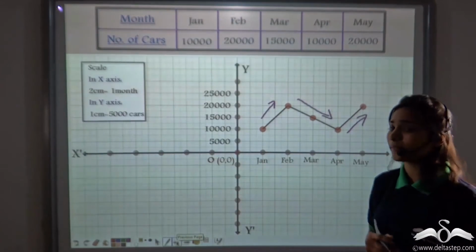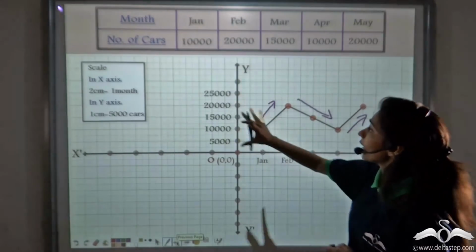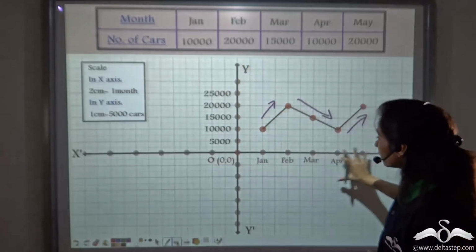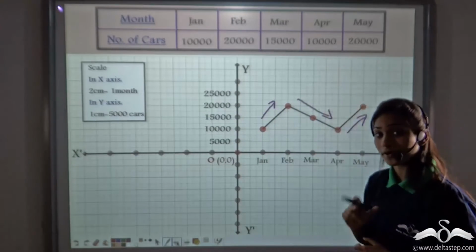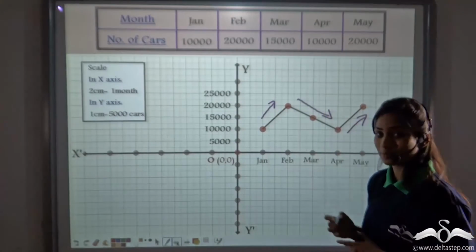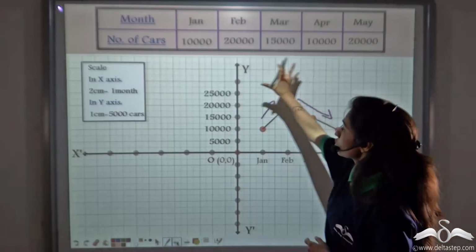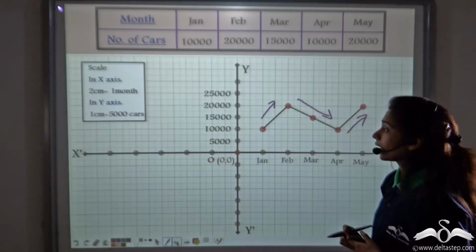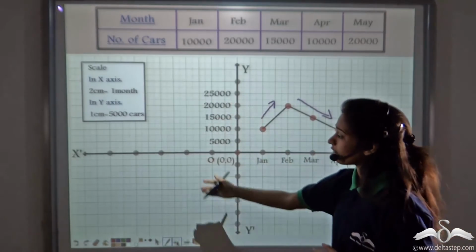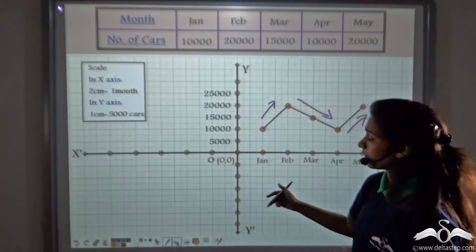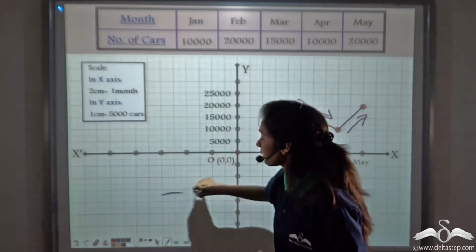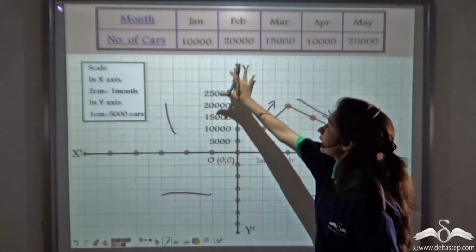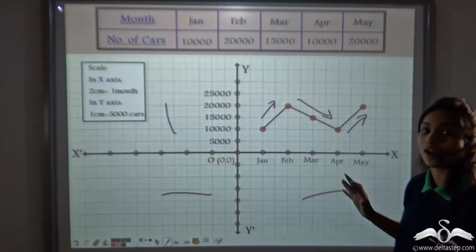Now, have you noticed one thing? In the whole graph paper, we have used only this area, and this area is named quadrant 1, where both x and y are positive. So we have used only quadrant 1 in this sum. So instead of using the whole graph paper and keeping this area and this area vacant, we could directly draw only quadrant 1 in the graph paper.